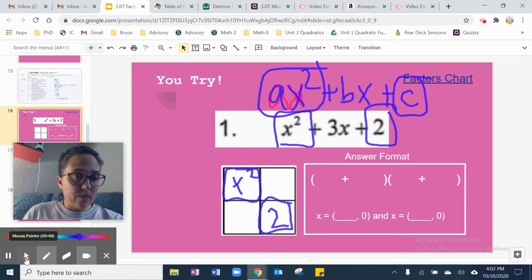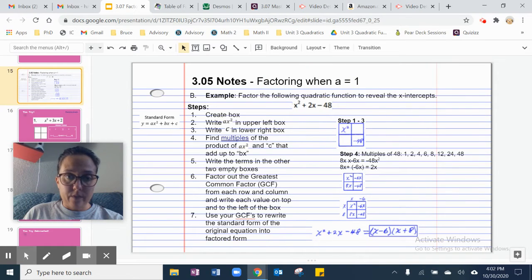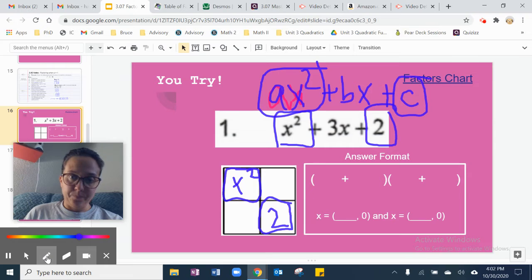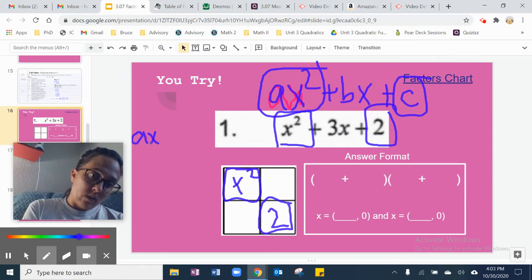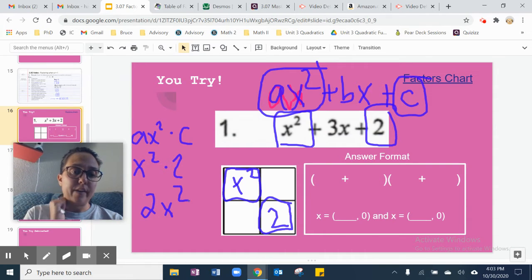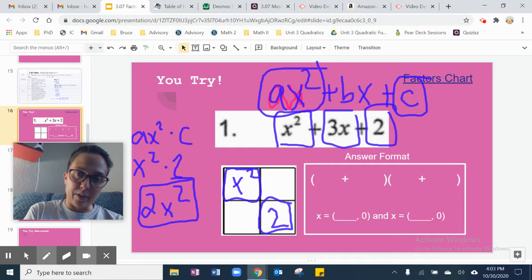Let's go back to our notes. Find multiples of the product of ax squared and c that add up to bx. So ax squared times c would be x squared times 2. So that's just 2x squared. And then we want to figure out what multiplies to this but adds to the b term.